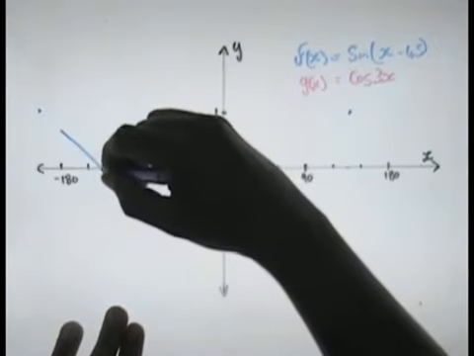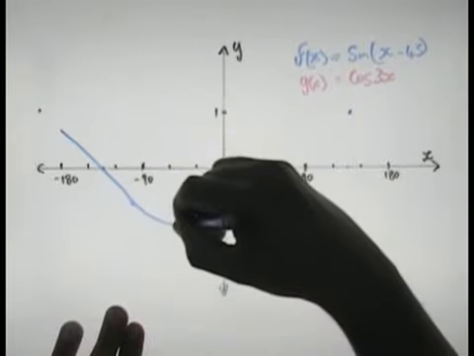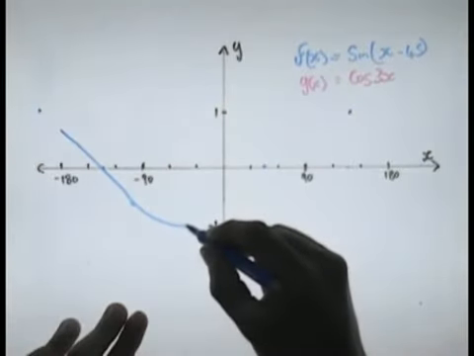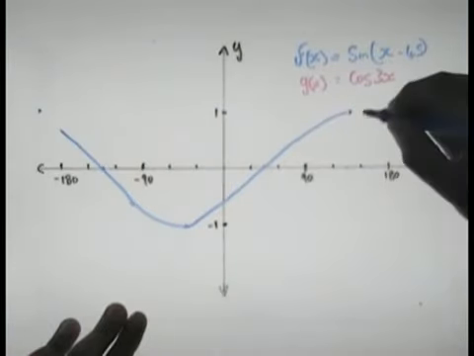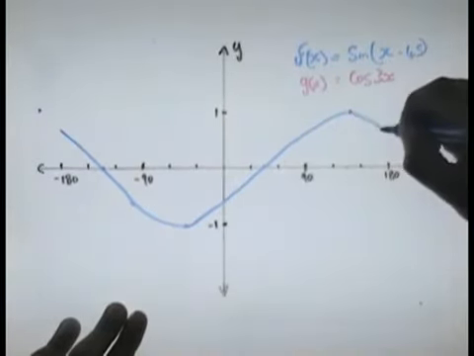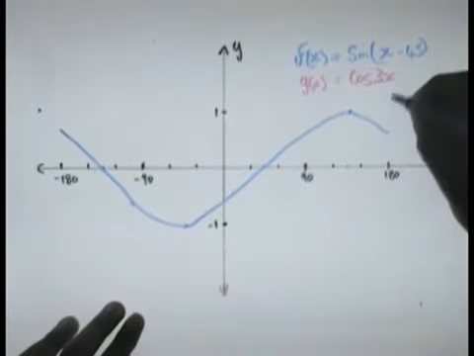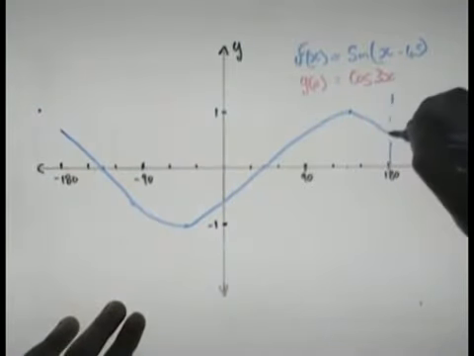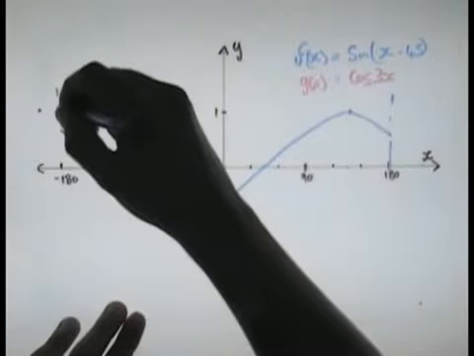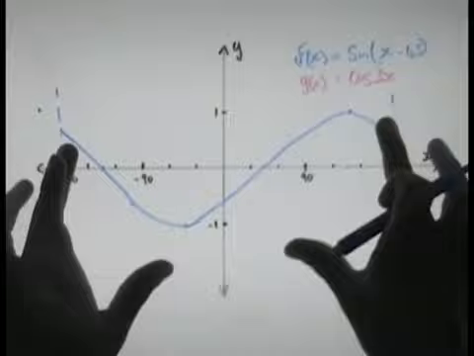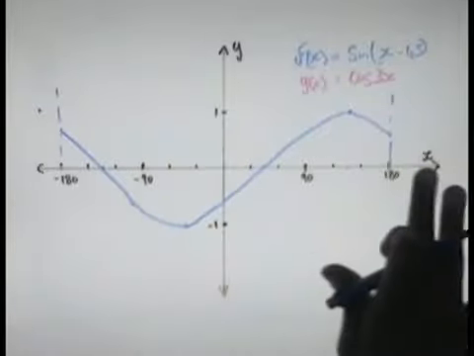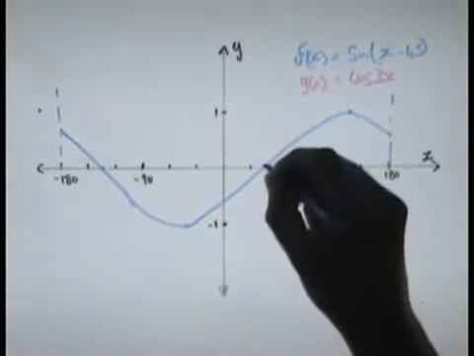Whoops, that's going to go down till there. It's going to be at its lowest point there. It's then going to increase all the way up till there. Then it's going to start dropping, and it's going to stop at 180 degrees. And the same over here at negative 180. So that's the standard sine of x graph, which has just been shifted to the right 45 degrees.